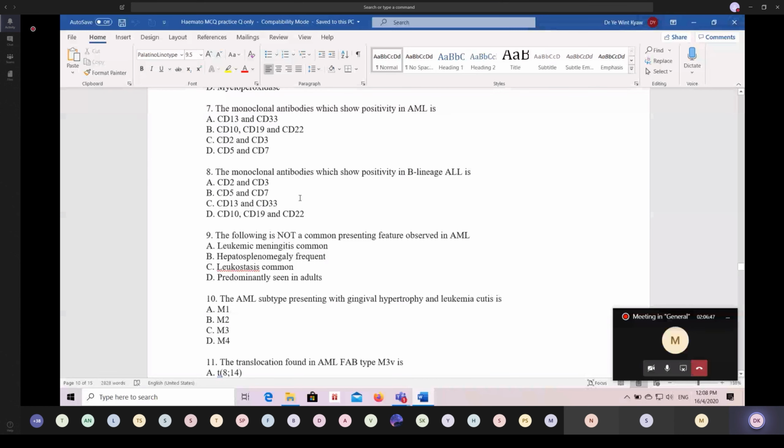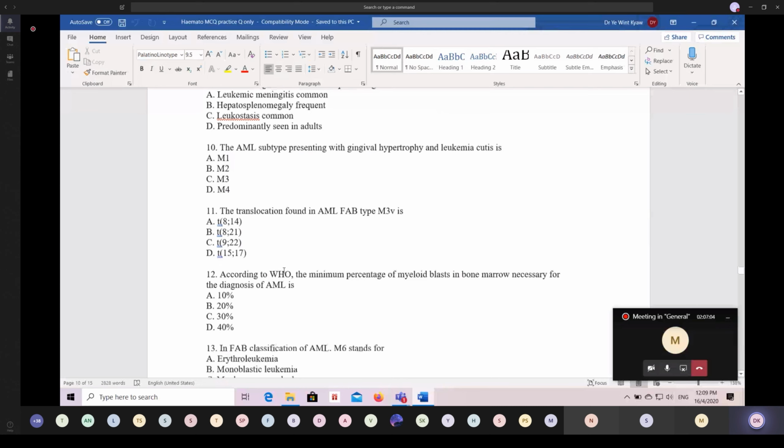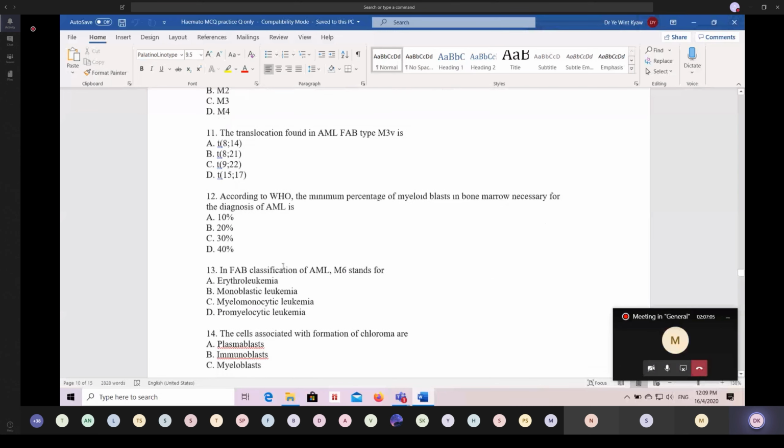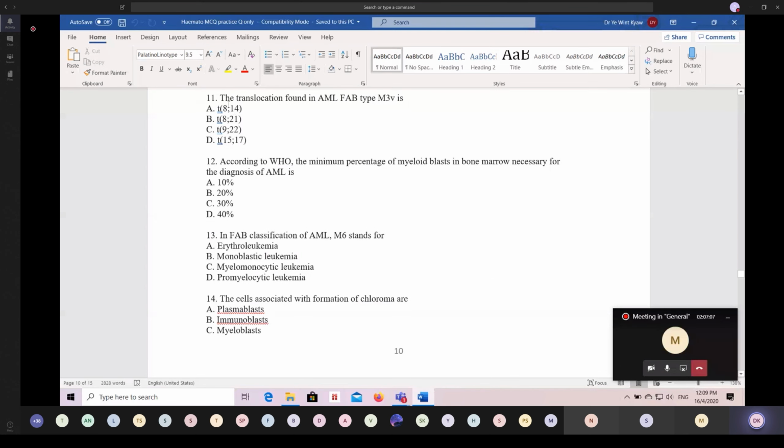You can search later this monoclonal antibody for AML and ALL. You can learn from your video, or you can take a picture and then search the answer later. Monoclonal antibody you should know for AML and ALL. Another one, this one I will teach some interesting points only. Number 11, what's the answer?